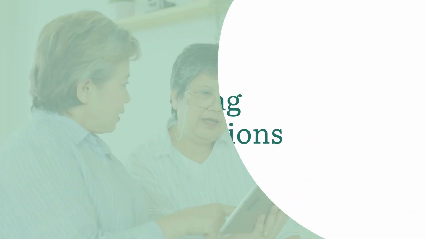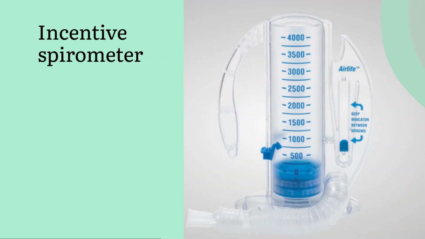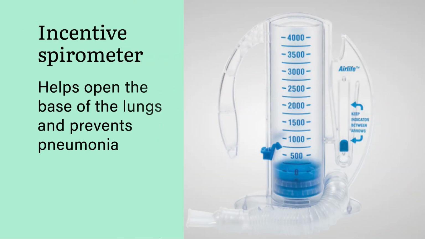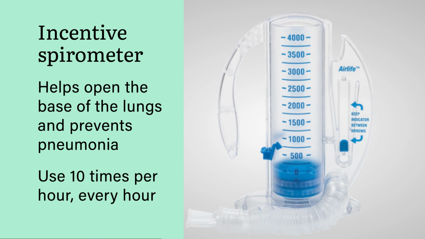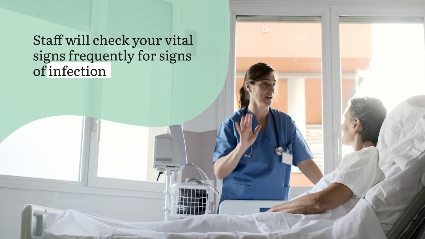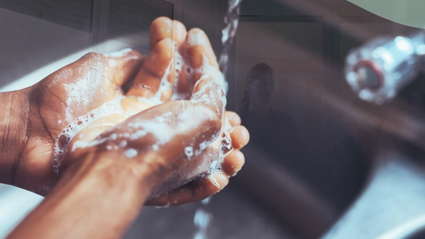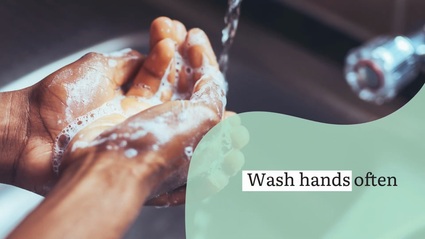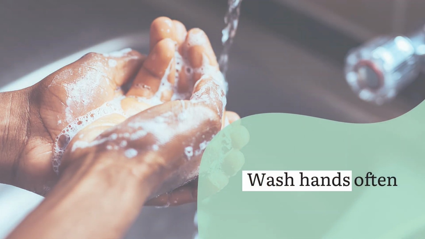Now let's talk about other complications and strategies to reduce your chances of developing one of these after surgery. An incentive spirometer is a device you will use to help open the base of the lungs and prevent pneumonia. We would like you to do this 10 times an hour for every hour you are awake postoperatively, in the hospital and at home. While you are in the hospital, we will also check for signs of infection and monitor your vital signs frequently. Hand washing is the most important way to reduce the spread of germs and prevent infection.